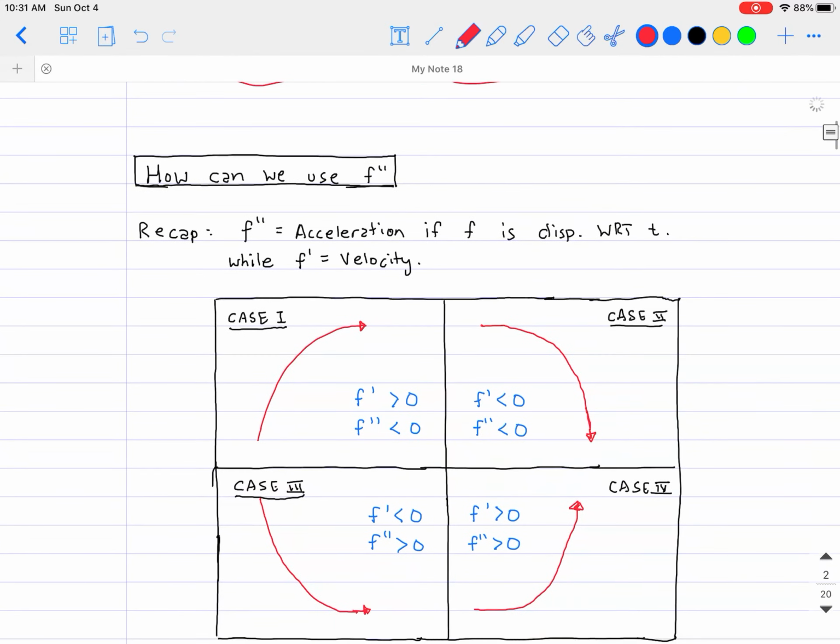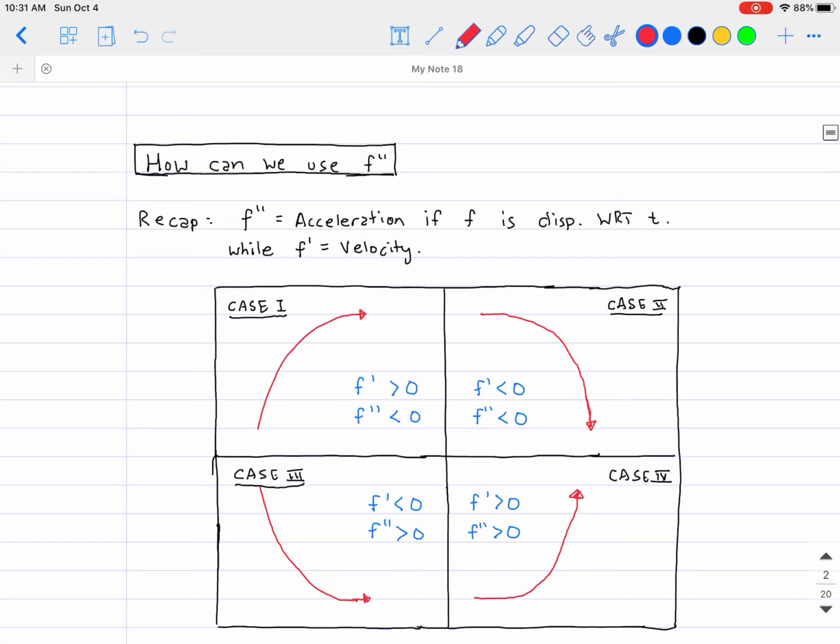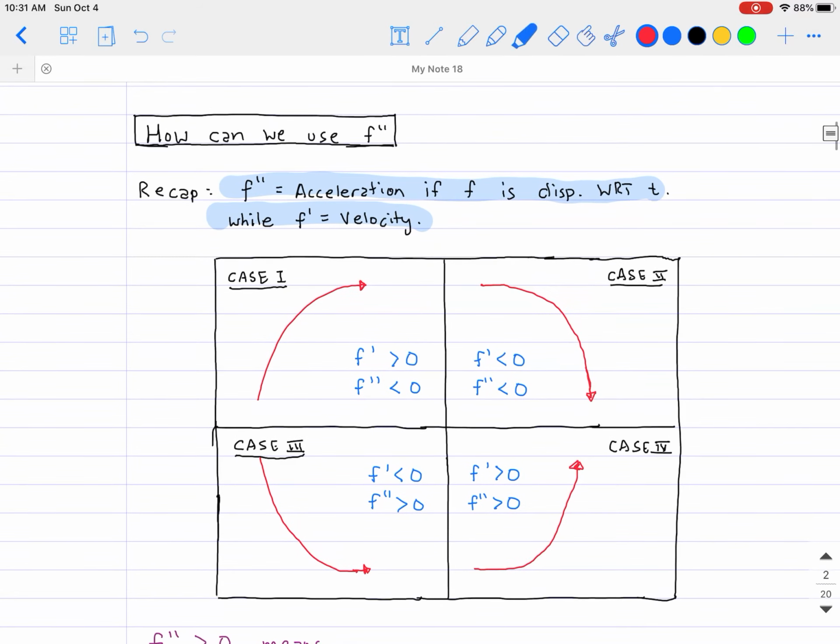Okay, now let's go ahead and move on to the second part, which is talking about how we use f double prime. What does it mean to actually solve for the second derivative, and how does that apply to our graph? Well, according to the previous sections, we said that f double prime is equal to the acceleration if the f of x equation is with respect to time. If you take the first derivative, that is going to represent the velocity, just as a stepping stone.